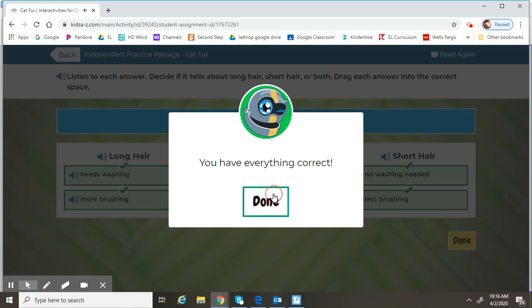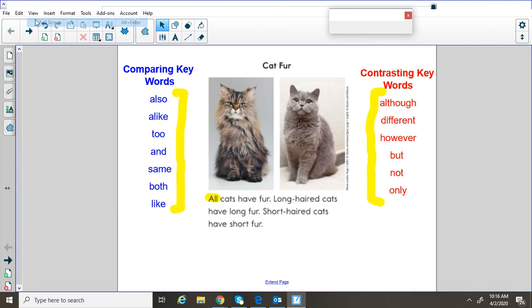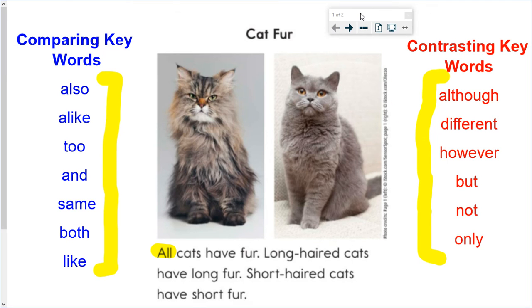Awesome. All right, boys and girls, I am so proud of all the work that you have done with comparing and contrasting. Today, you are going to be comparing and contrasting some photographs and then reading a passage and comparing and contrasting. Make sure that you are looking for your signal words while you read, and I know that you guys are going to do a great job.